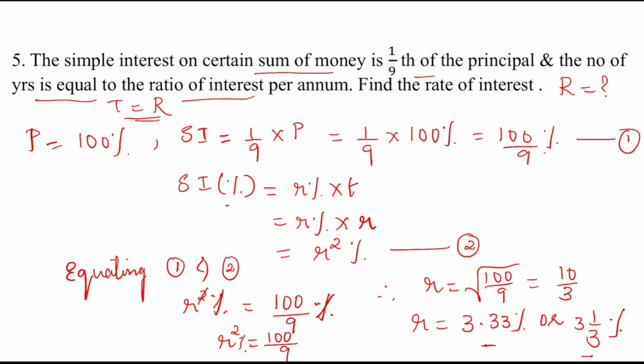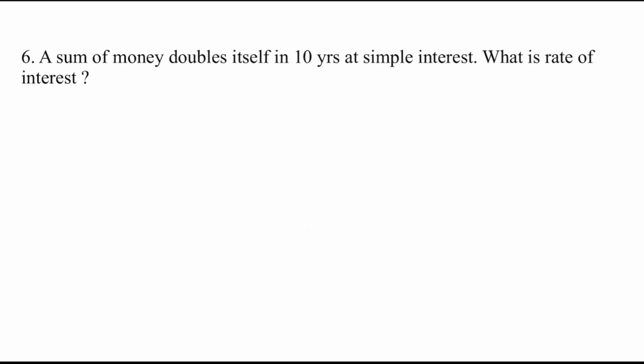So next problem. A sum of money doubles itself in 10 years at simple interest. So what is the rate of interest? Okay, they are saying a sum of money, that is principal, doubles itself. It is getting doubled in 10 years at simple interest. So R is equal to how much they are asking.